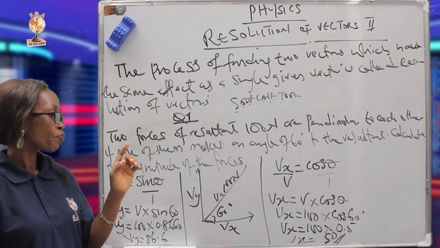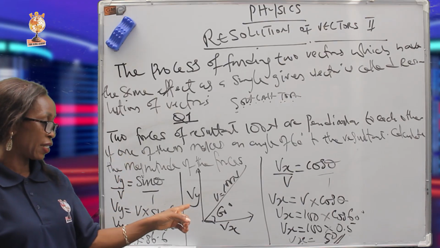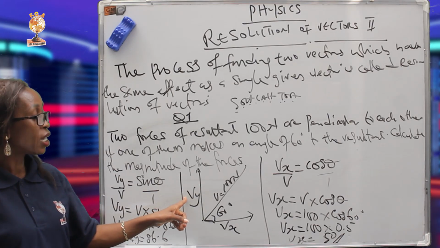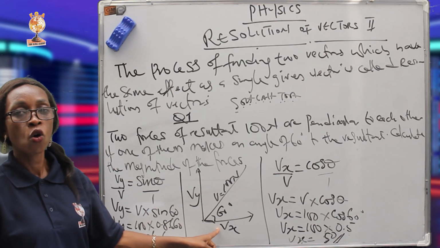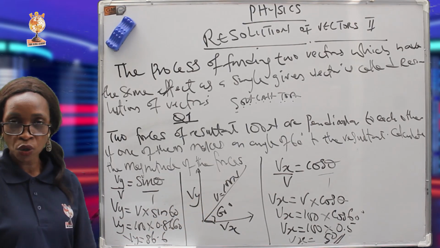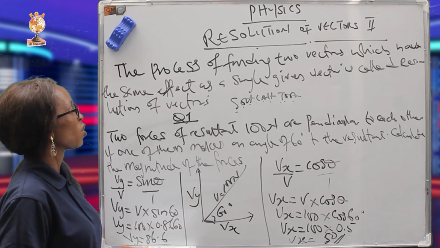So I have 86.6 as my Vy, as my vertical component, and I have 50 as my horizontal component, and then I have 100 as my resultant. Okay?